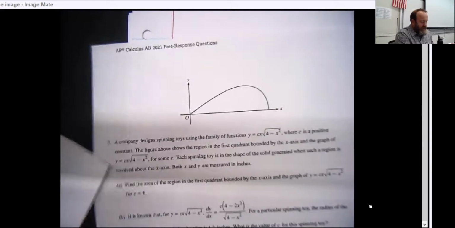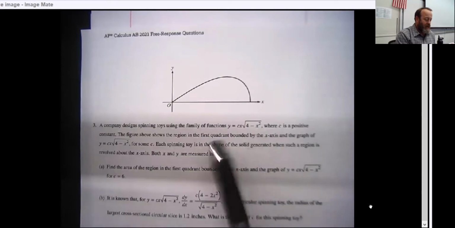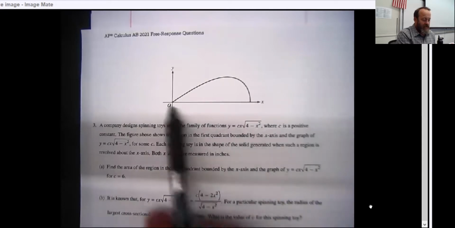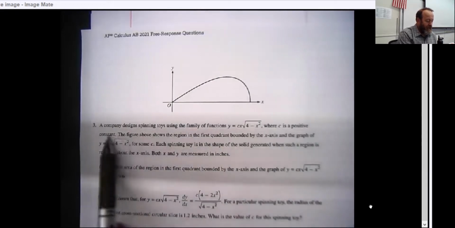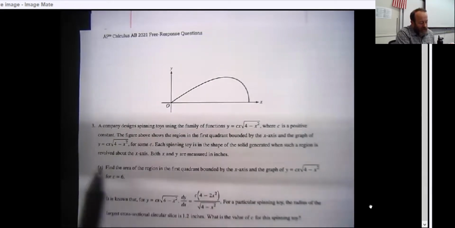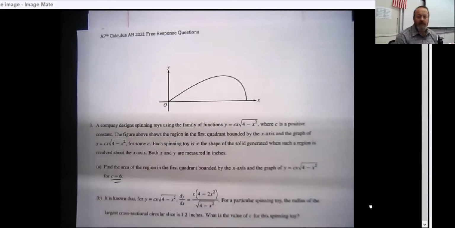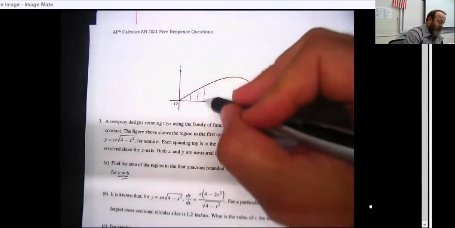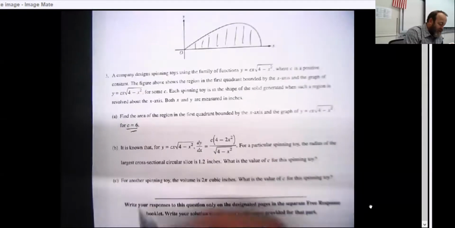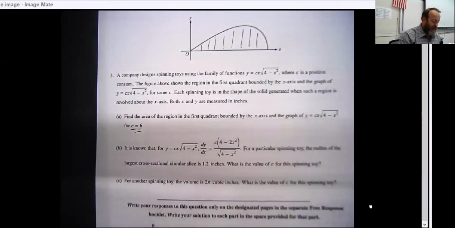Okay, so we've got this company, and they have spinning toys according to this equation right here, where you can imagine making this into a spinning toy, a top or something like that, where C is some positive constant. That bugged some of you because they threw a constant in front. But you'll notice in the very first problem, they told us what that constant was. And so if we're going to find the area under this, we're just going to integrate that again. But they told me that C was the number 6 for that problem.